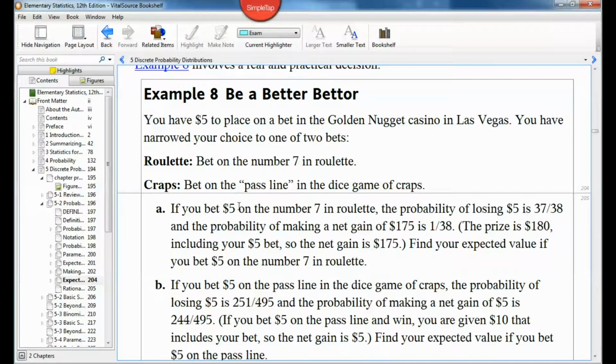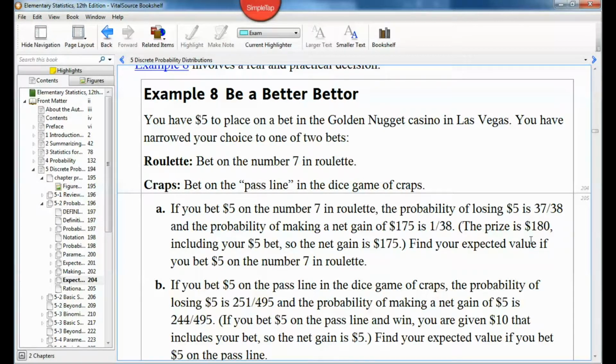If you bet $5 on the number 7 in roulette, the probability of losing $5 is 37 out of 38. It means there's 37 other choices out of the 38 total choices. And the probability of making a net gain of $175 is 1 out of 38. It says here the prize is 180, but you've already bet that 5, so you don't count that as part of your winnings.